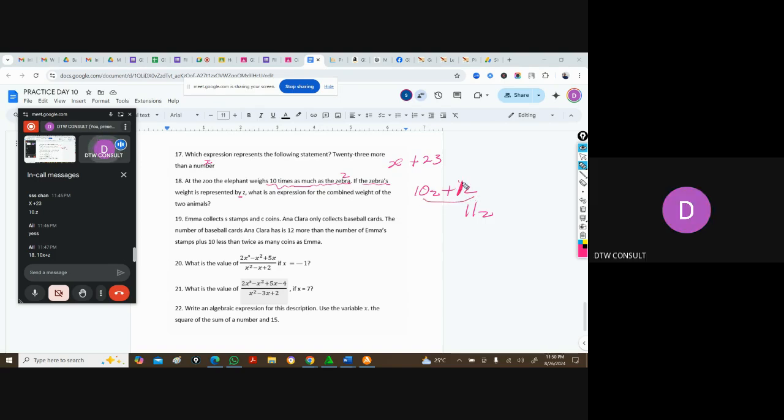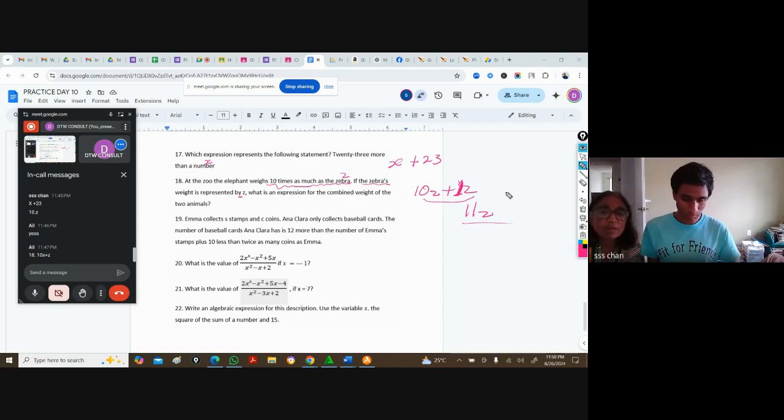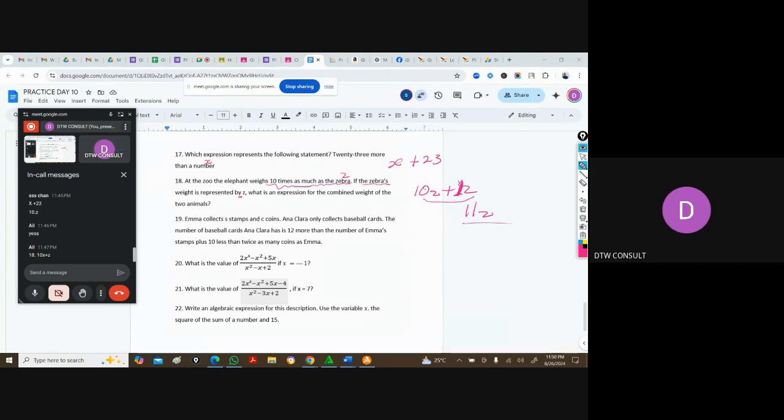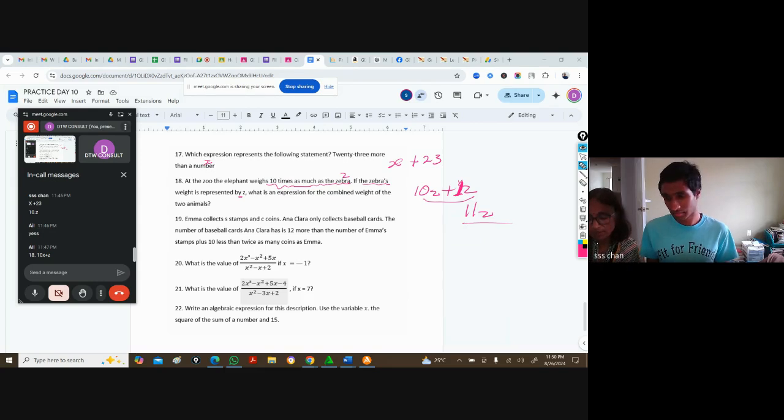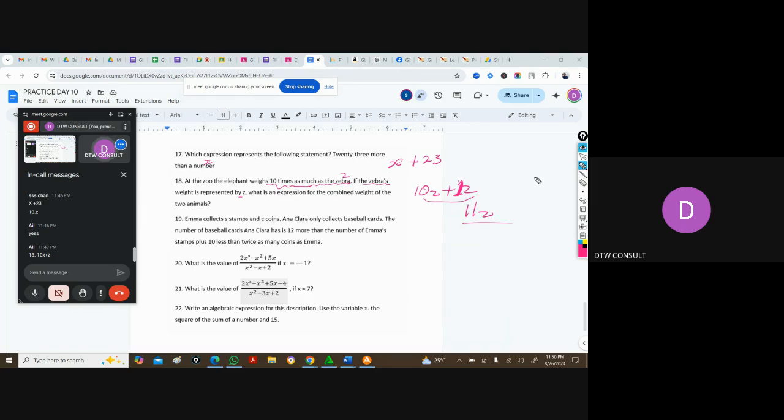Remember, there's an invisible one here. Sikra, are you seeing that? There's an invisible one here, so you combine it to give us 11Z. Sikra, do you see that? I see he made a mistake, because it is two animals. Yes, two animals. Okay. Sikra, you see this? Yeah. Okay, let me know when to go forward. Ali, you can start trying number 19.